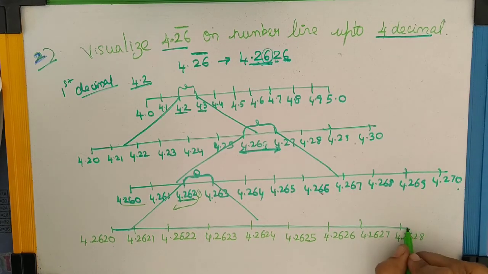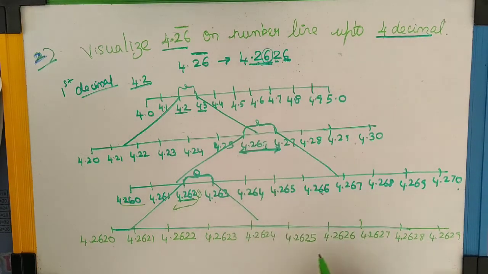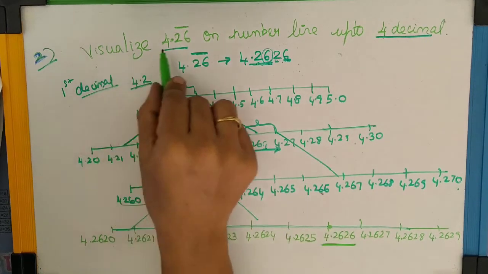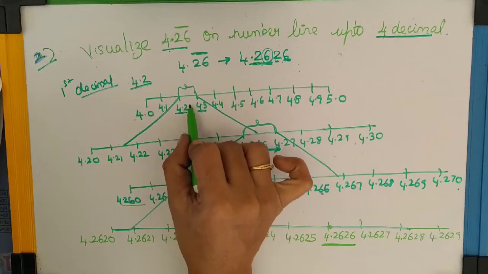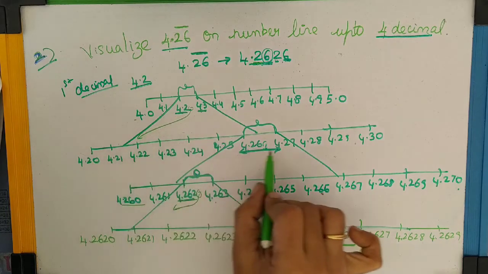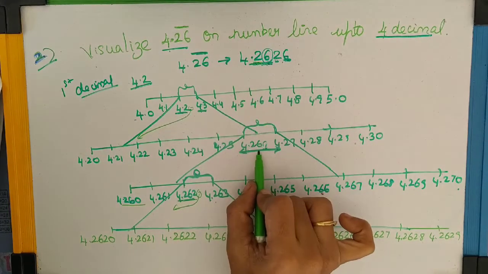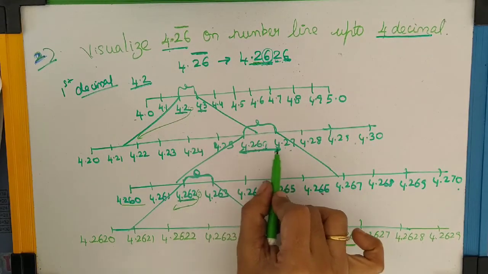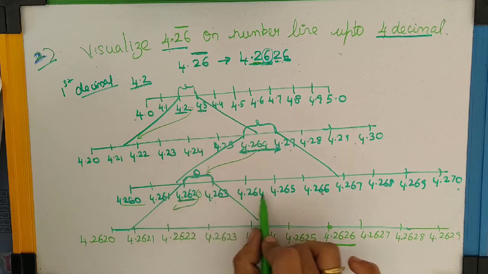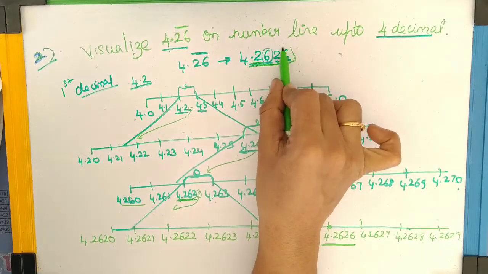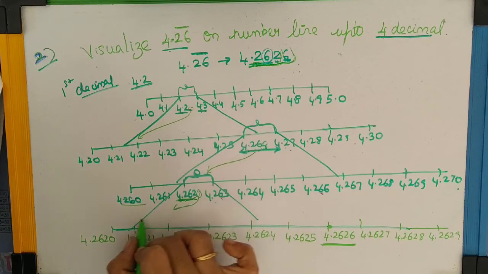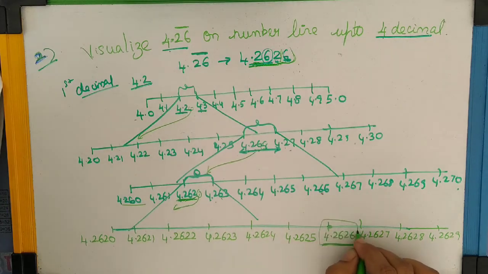Okay. Now what are we asked to find? 4.2626. Can you locate this on the number line? Yes, this is the point, 4.2626. So for this, first we visualize the first decimal, writing the number line with only one decimal value, that is 4.0. Now we add 0 to 4.2 and visualize the second decimal. Then we found where 4.26 is. Then we add 0 to that and visualize the third decimal. Then we found where 4.262 is. Then we add 0 to that 4.262 and visualize the fourth decimal.